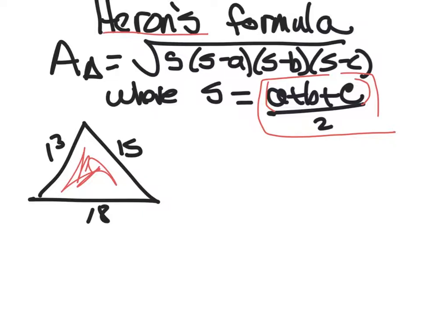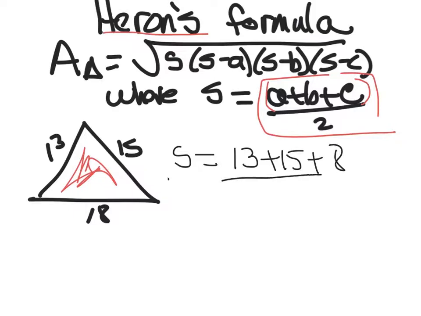So let's find the area of this triangle. The first thing I have to do is find the semi-perimeter. So S is going to be 13 plus 15 plus 18 all divided by 2. Make sure when you put it in the calculator, you either put the parentheses or hit enter after you add. So it turns out that S is equal to 23. And then you just put it in the formula.